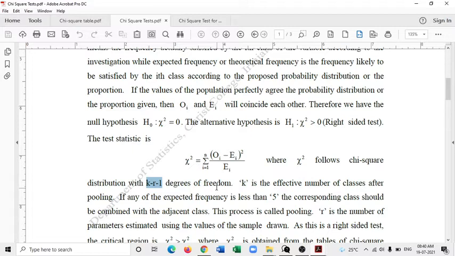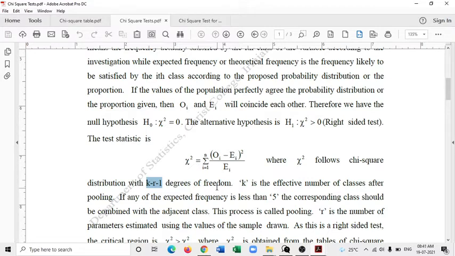Therefore, k is the number of classes after such pooling process. So k can be maximum n, or if one class is pooled with an adjacent class, then k will be n minus 1 and so on. So we have to keep on pooling the adjacent classes so that the expected frequency is greater than 5. When we pool with reference to the expected frequencies, the observed frequencies also should be combined. Now that's about k, the number of classes after pooling.